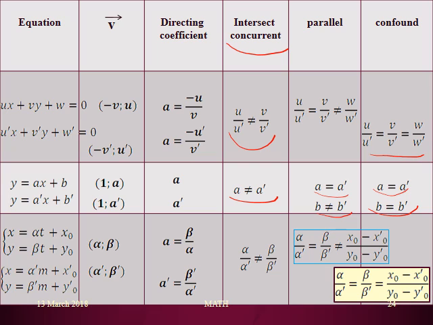Parametric form equation. If alpha over alpha prime does not equal beta over beta prime, then the two lines intersect. If alpha over alpha prime equals beta over beta prime, which does not equal x0 minus x prime 0 over y0 minus y prime 0, then the two lines are parallel. If alpha over alpha prime equals beta over beta prime equals x0 minus x prime 0 over y0 minus y prime 0, then the two lines are confounded.